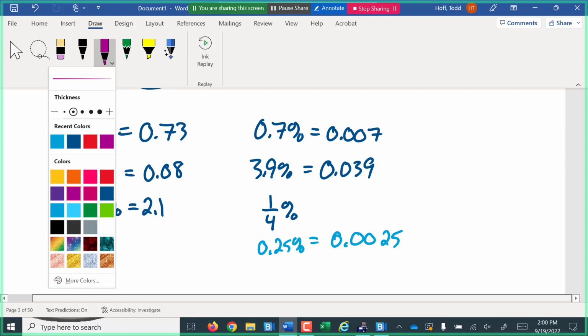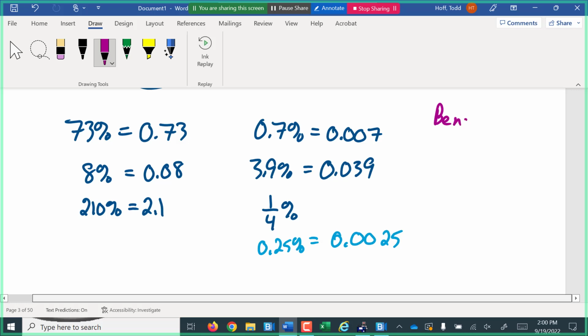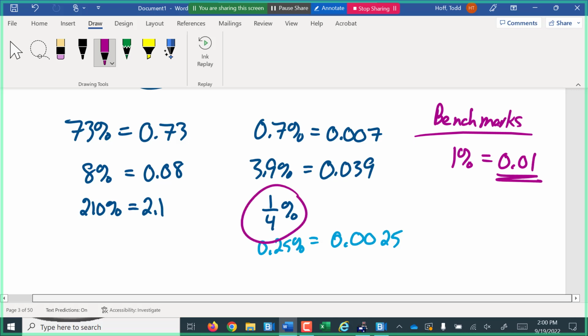When I deal with percents, one of the things I talk about a lot is called benchmarks. And a very common benchmark is 1%. And of course, as a rate, 1% is 0.01. If I compare that to 1/4 of a percent, 1/4% is smaller than 1%. So its decimal form has to be smaller than 0.01.